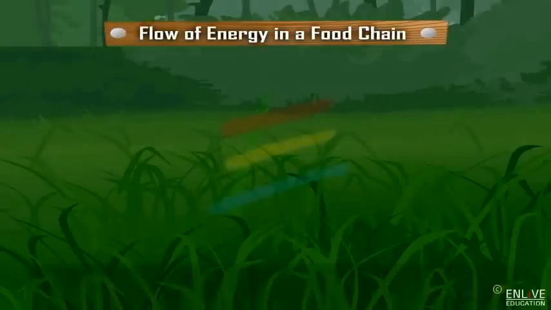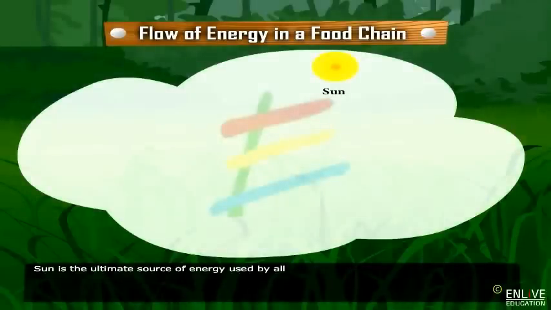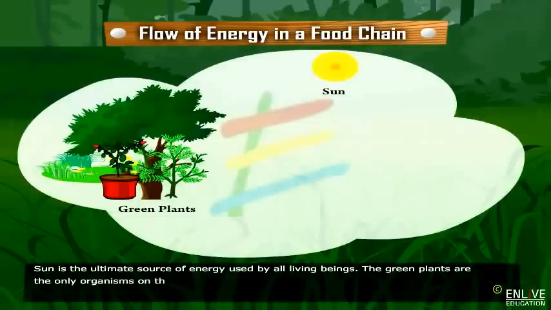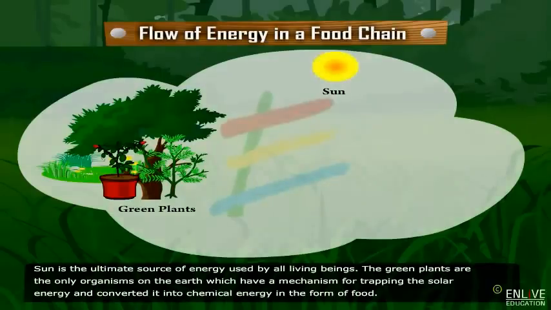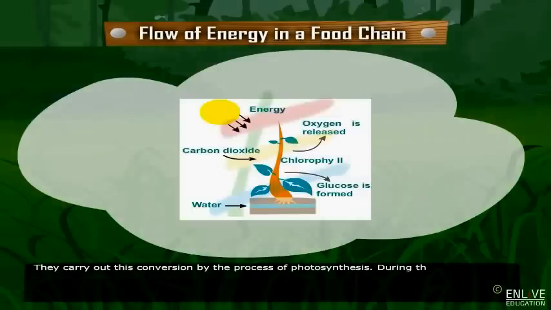Flow of energy in a food chain. Sun is the ultimate source of energy used by all living beings. The green plants are the only organisms on the earth which have a mechanism for trapping the solar energy and convert it into chemical energy in the form of food.